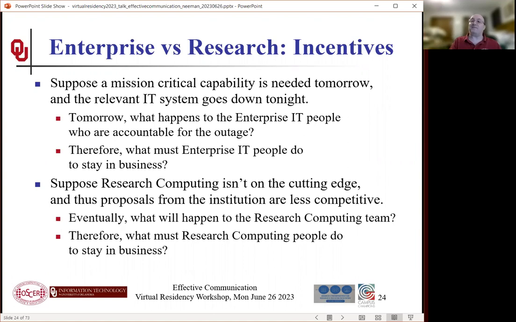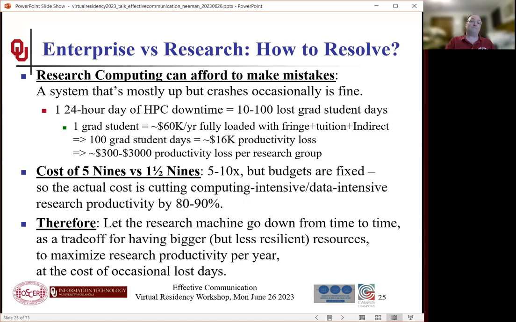But on the research computing side, if you're not cutting edge, you're not going to get fired today for not being cutting edge, but eventually over time, you'll be less and less useful to your researchers, and therefore less and less valuable to the institution until eventually you're so not valuable that they get rid of you, right? So to stay in business, you've got to stay on the cutting edge, okay? But on the other hand, in research computing, you can afford to be wrong. You can afford to make mistakes. And let me be real specific about what I mean by that, okay?